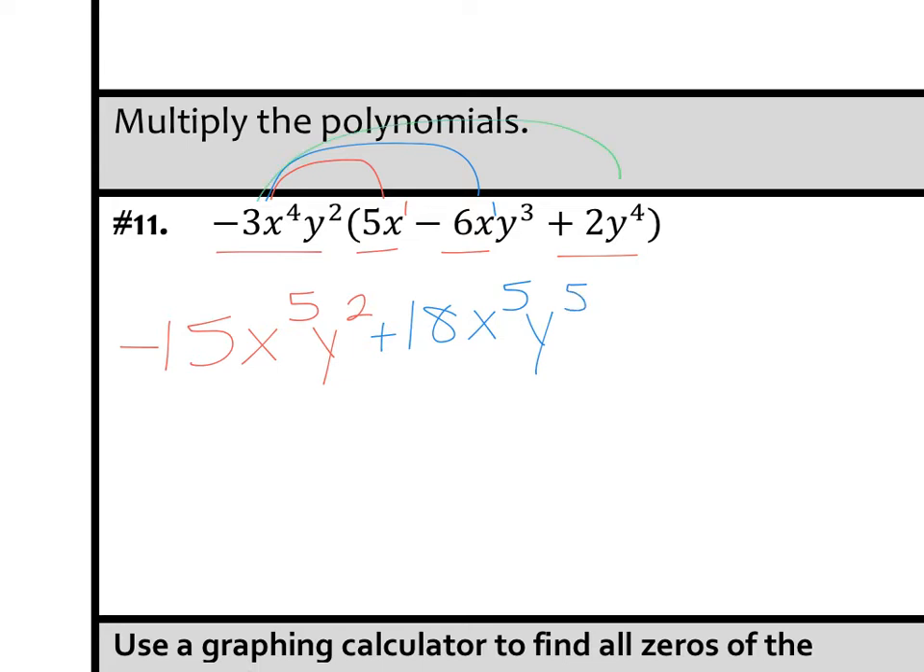Last set, -3 times -2 is -6. We have x to the 4th power with no more x's. And then we have y squared and y to the 4th. 2 plus 4 is 6.